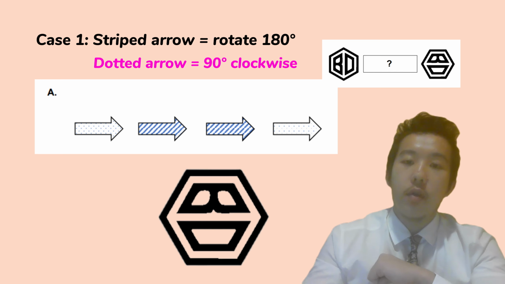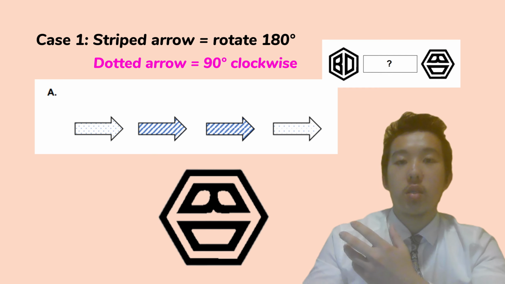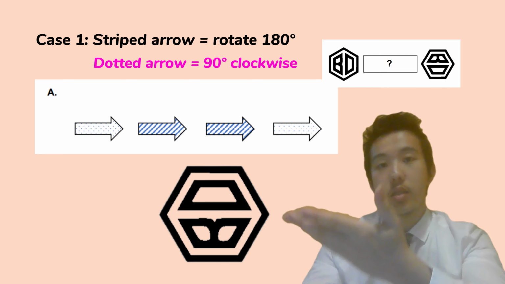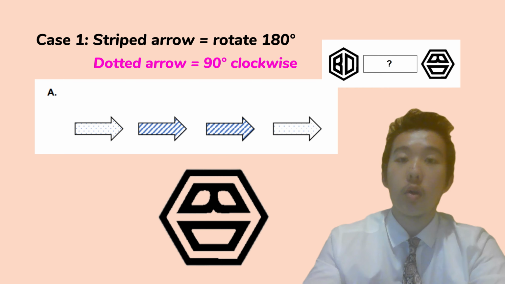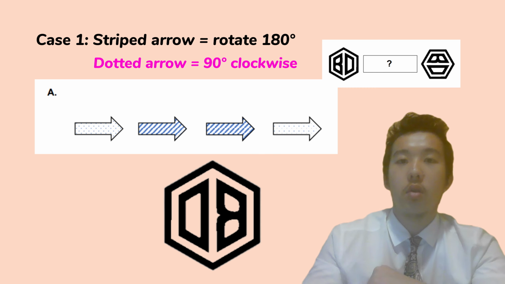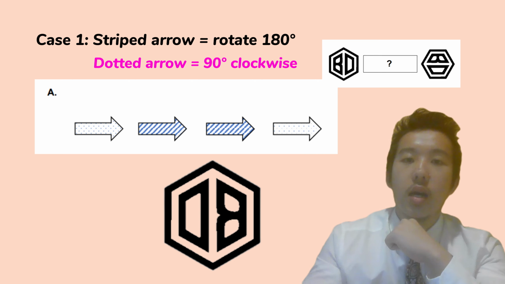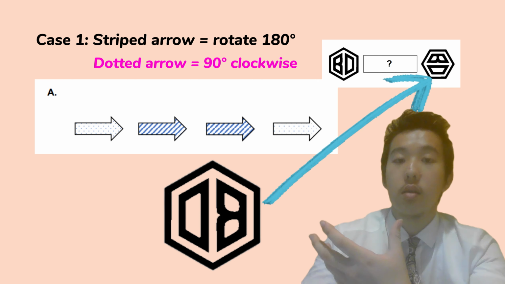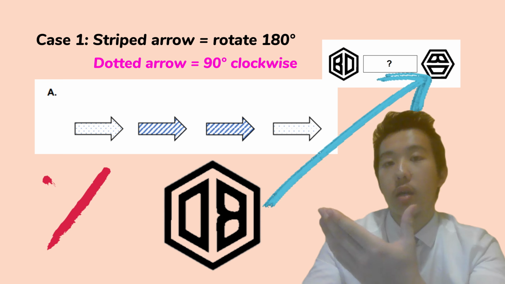Now we have a striped arrow, which means we're going to rotate it 180 degrees. We have another striped arrow, so again, same thing, rotate 180 degrees. We're going to finish off with the last arrow, which is a dotted arrow, where we're going to rotate 90 degrees clockwise again. Now this results in a design which isn't exactly the same as the one that we want, so we can safely say that option A in case 1 is incorrect.